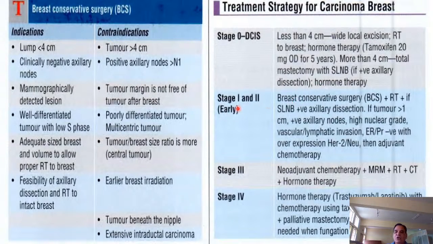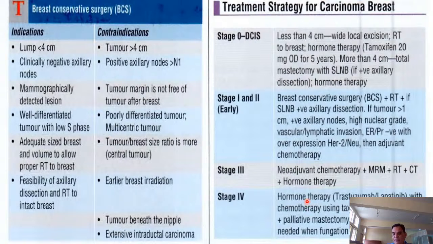Stage 1 and 2, early breast carcinoma: BCS plus RT plus sentinel lymph node, and if positive, axillary dissection. If tumor is less than 1 cm, with positive axillary lymph node, high nuclear grade, ER/PR negative with overexpression of HER2, then adjuvant chemotherapy. So this is an advanced classification. If ER/PR are also considered and they are negative, go for adjuvant chemotherapy. That means this patient is going to respond. Stage 3: palliative management, neoadjuvant chemotherapy, followed by MRM, followed by RT, followed by chemotherapy plus hormonal therapy, that is targeted therapy. Stage 4: hormone therapy.